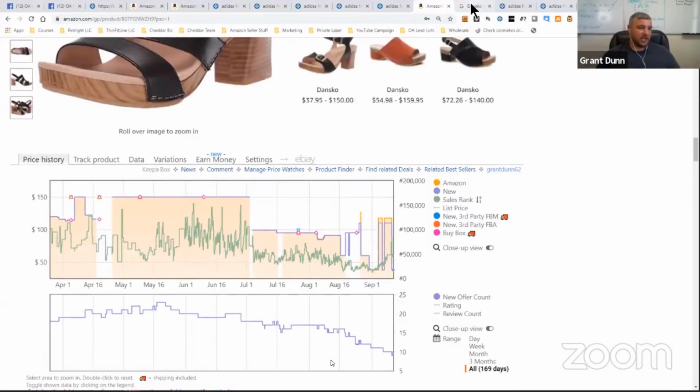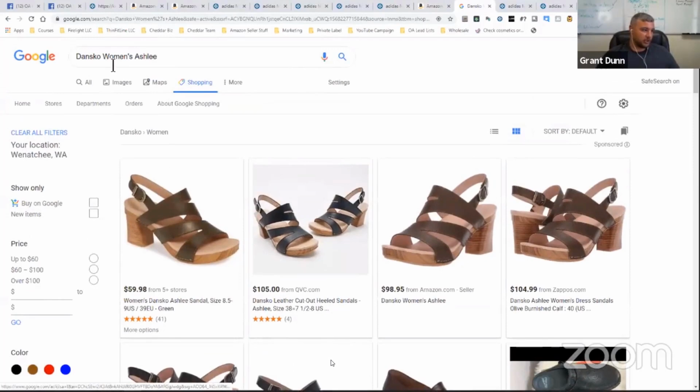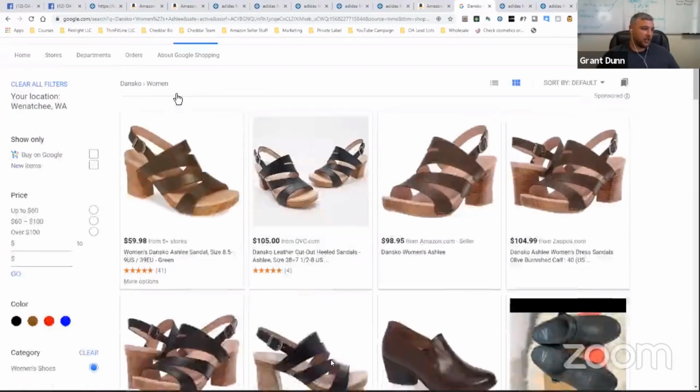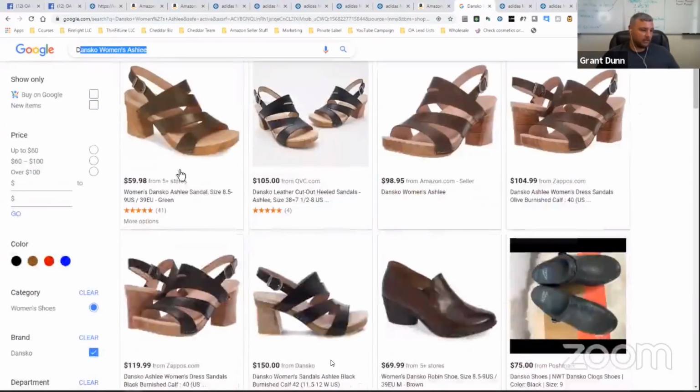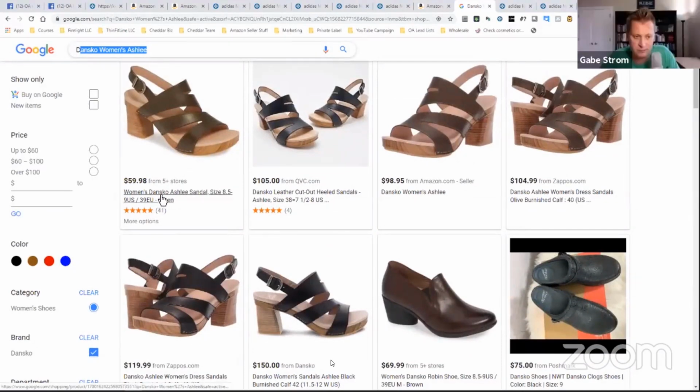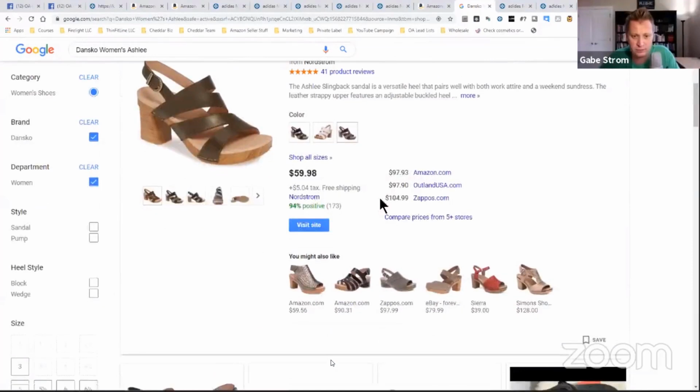So there's a couple ways I can determine and do the comp like you talked about. One way is doing a search real quick on this particular shoe and then going over to Google Shopping, and I'm seeing, what are other stores selling this shoe at? So maybe this is pretty close to a match. You can see $50 from Nordstrom, I can get it for $59.98. Is it on sale? That's what I'd want to know. Amazon's 90, Outland USA 97, and 104 from Zappos.